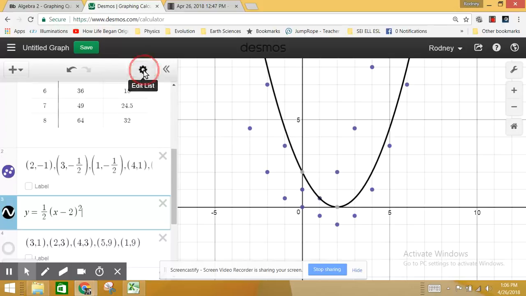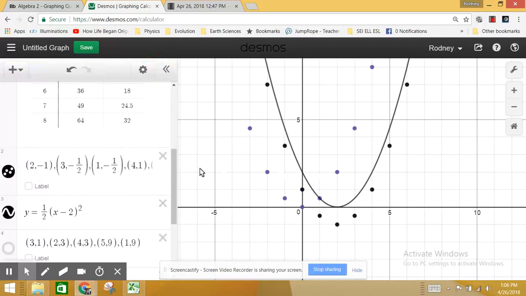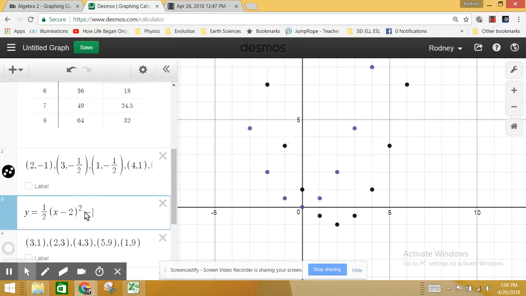I'm going to change the color of these dots so they don't get confused with my basic function. Now I'm going to bring that down -1, and it lines up perfectly. Using this approach could save you a lot of time and improve your efficiency with graphing these things.